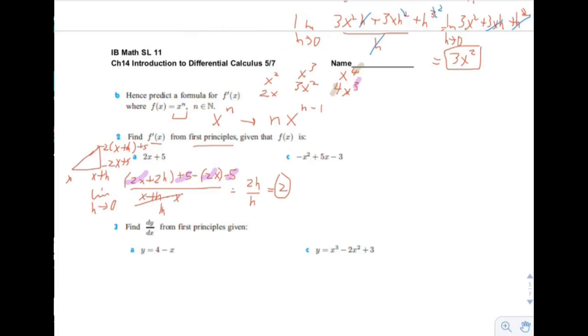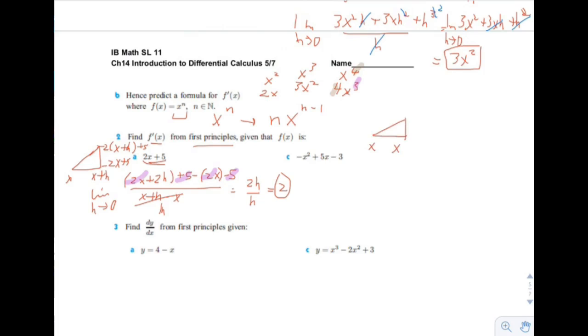So you can see that for this function, the gradient at any point is 2, which, hey, guess what? It's a straight line. A straight line always has the same gradient or slope, and the gradient is the m value for mx plus c. So we can see it right there. It happens to be 2. Okay, so first principles, all that calculation just gives you what you've already known about straight lines. Okay, now we're going to do this one, which is a little bit more complicated.